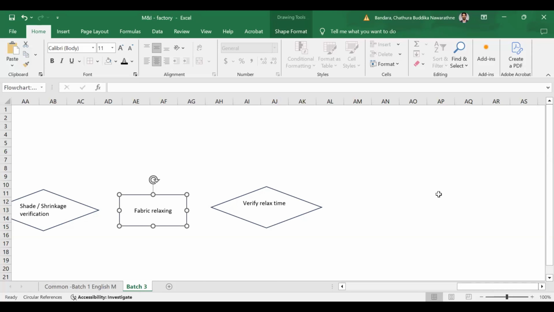Some factories are using steaming. Yes, so we are using both. Some factories are using relaxing in that form, and in the same way we are using manual and CTEX and the steaming. For the steaming machine, we started this in the last 2 months.